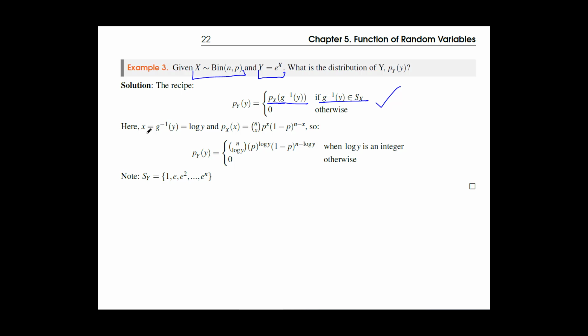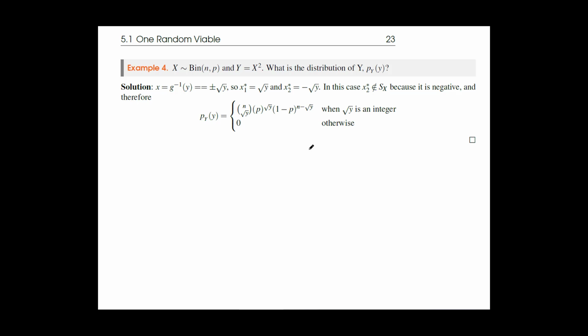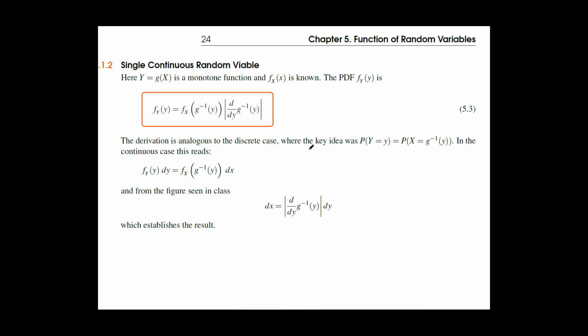Then, in this case, we compute the inverse function, log of y, and that's the PMF of x. Wherever we see x, we plug in the inverse, log of y. So three places: 1, 2, and 3. That's it. So discrete cases are easy. Here's another one. I'll let you do that.